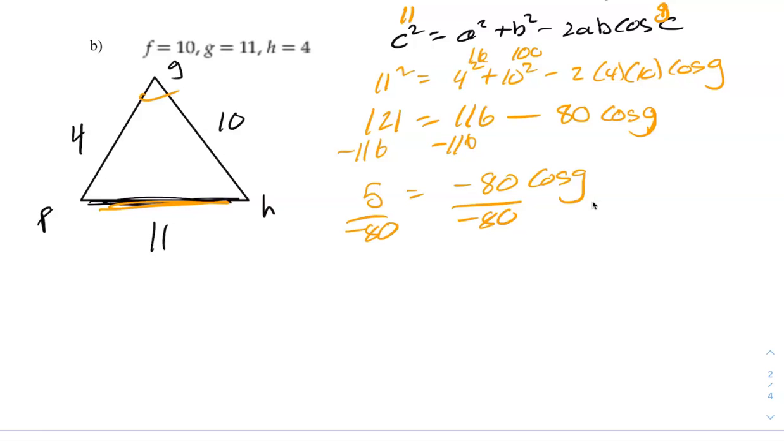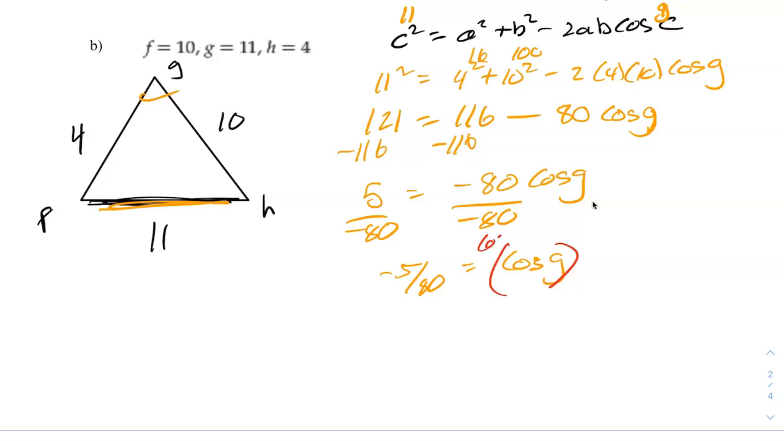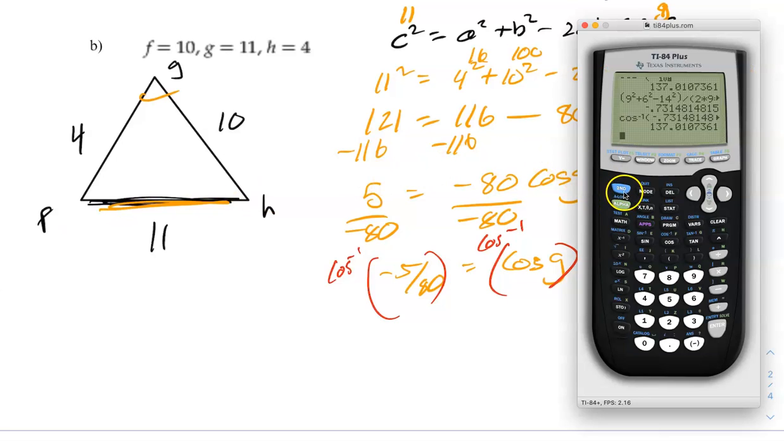So I get negative 5 over 80 equals cosine of G. Cosine inverse both sides. I actually don't have this saved, so with my calculator, because I went the opposite way I was supposed to go, inverse cosine of negative 5. Now notice I put negative, I never use subtraction, I use the negative sign. Divided by 80. And I get 93.58. So G is roughly, let's say, 93.6 degrees.